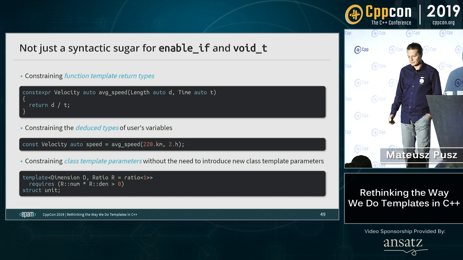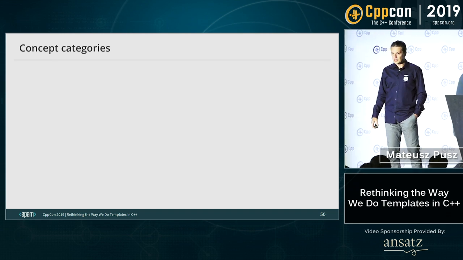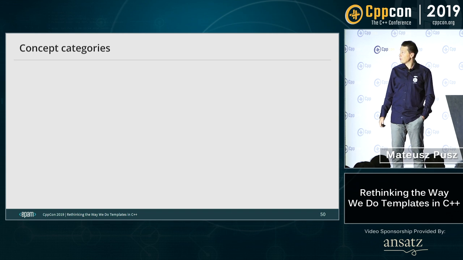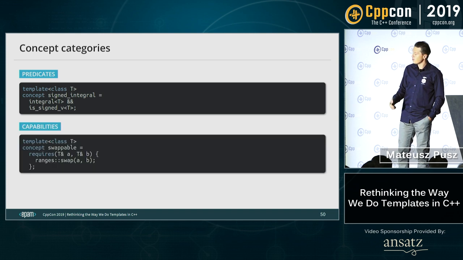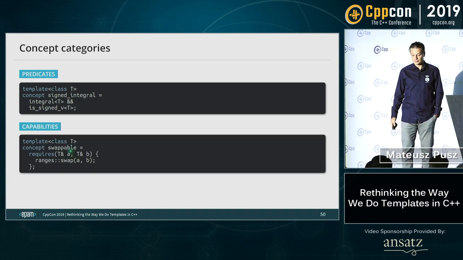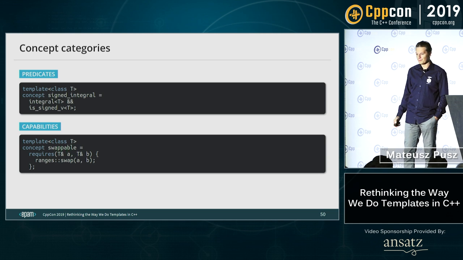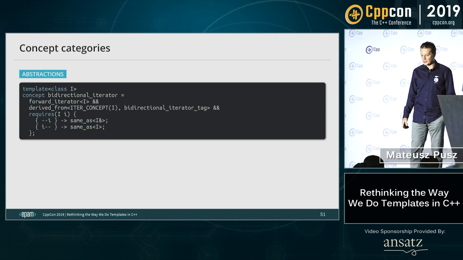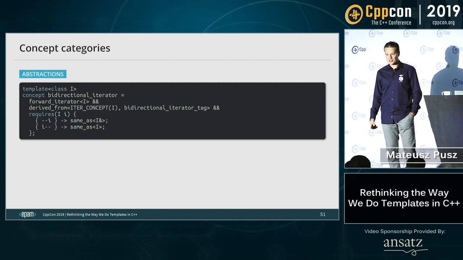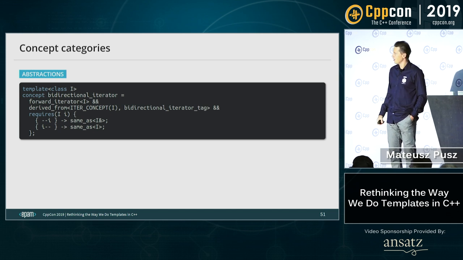There are a few concept categories. We, as the ISO committee at the last meeting in Cologne, found out three categories of concepts. There are predicates that basically state what the type T is. There are capabilities saying what type T can do. And basically capabilities really often end up with an able suffix, like here, swappable. There are abstractions saying what this type looks like, what operations can be done on this, and this is like bidirectional iterator or, I don't know, sentinel or something like this.